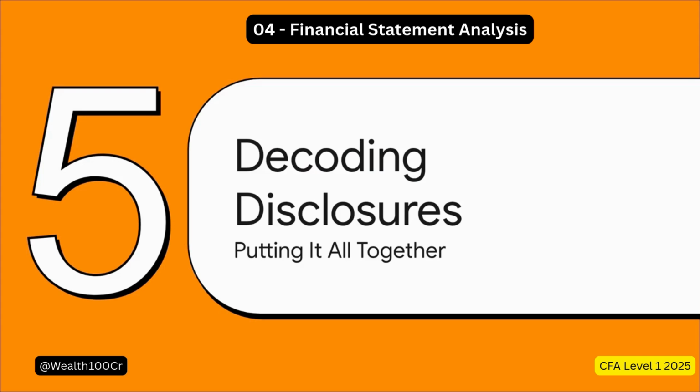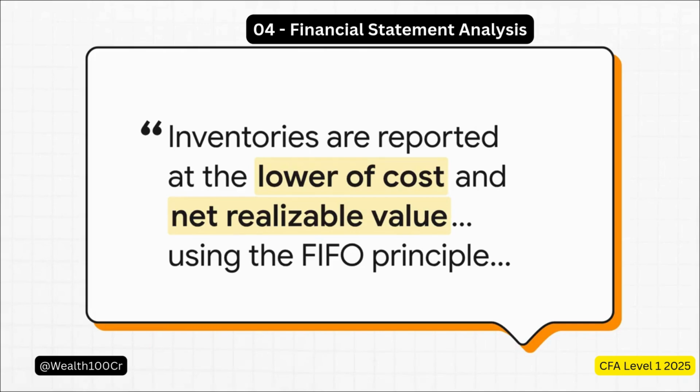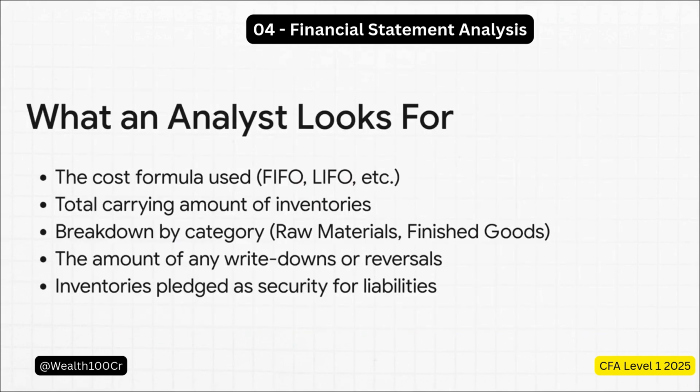All right, for our final step, let's see how this all comes together. We're heading into the footnotes of the financial statements. This is where companies have to tell you the details, and it's where we, as analysts, find the real story. Check this out, a real-world example from the Volvo Group's annual report. In this one short sentence from their inventory note, they've confirmed two absolutely critical pieces of information for us: their valuation principle and their cost formula. And from that one note, we can find out almost everything we need.